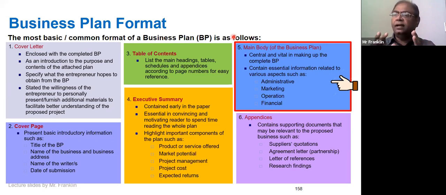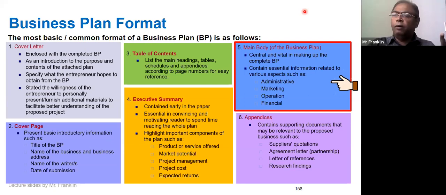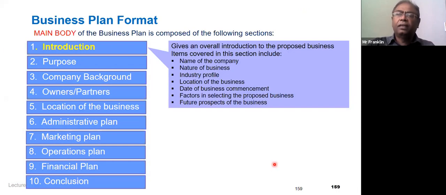Then the fifth one, number 5, is the main body. We will cover the main body of the whole thing, which tells you the administrative, marketing, operation, and financial. And finally there is the appendix, where you have all the supporting documents like supplier quotation, agreement, letter of reference, and research findings. Okay, now let's look at the main body here. The main body first starts off with the introduction. There are 10 sections in the main body of the business plan.